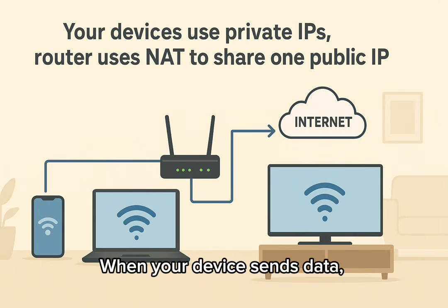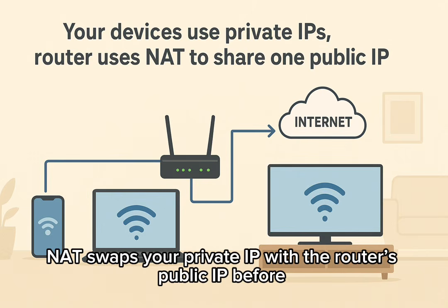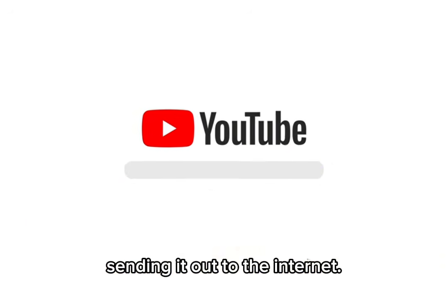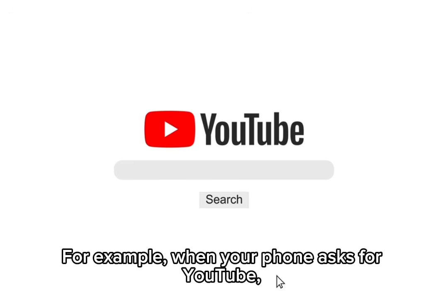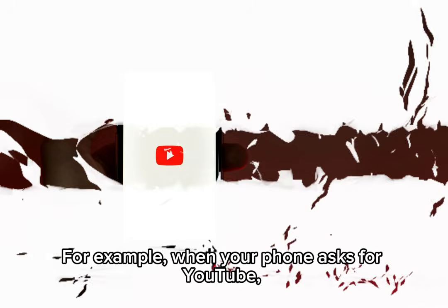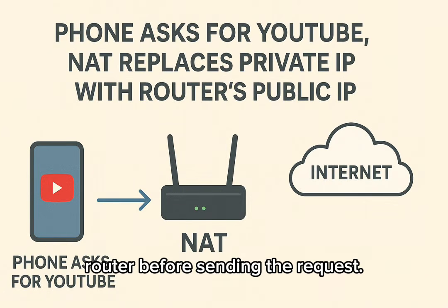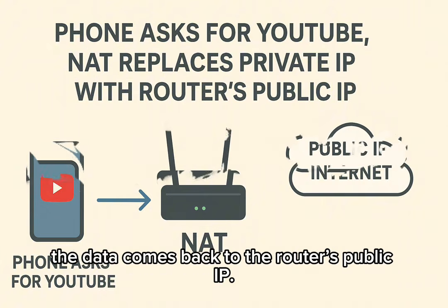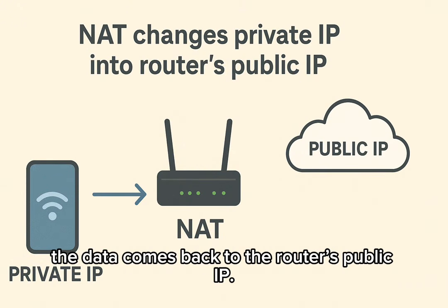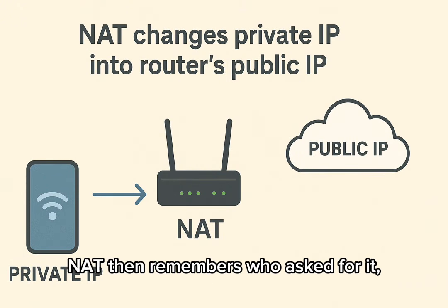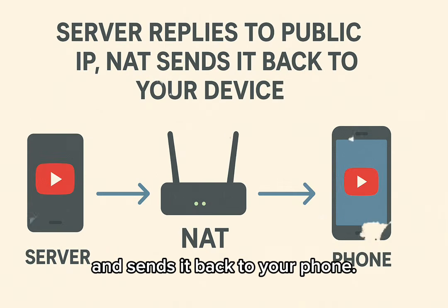When your device sends data, NAT swaps your private IP with the router's public IP before sending it out to the internet. For example, when your phone asks for YouTube, NAT replaces its private IP with the public IP from your router before sending the request. When YouTube replies, the data comes back to the router's public IP. NAT then remembers who asked for it and sends it back to your phone.